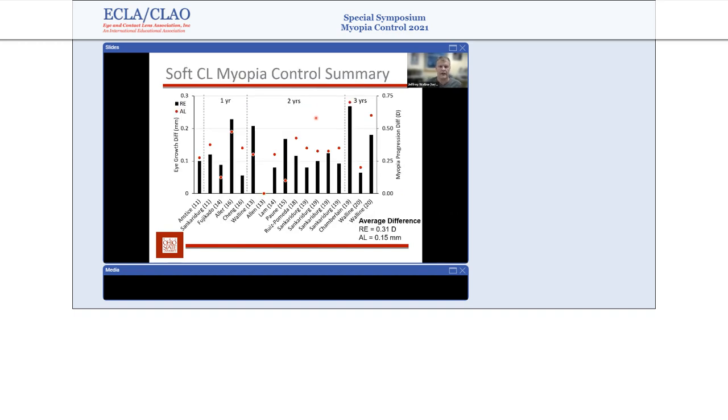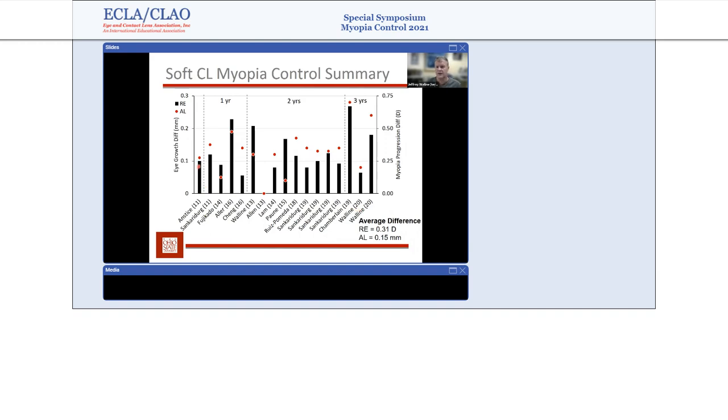This is my look at the soft multifocal contact lens myopia control literature. And I want to take a minute to orient you to this particular graph. Along the x-axis, you can see all the various studies where they compared either myopia progression and/or eye growth with soft multifocal contact lenses to single vision, either glasses or contact lenses.